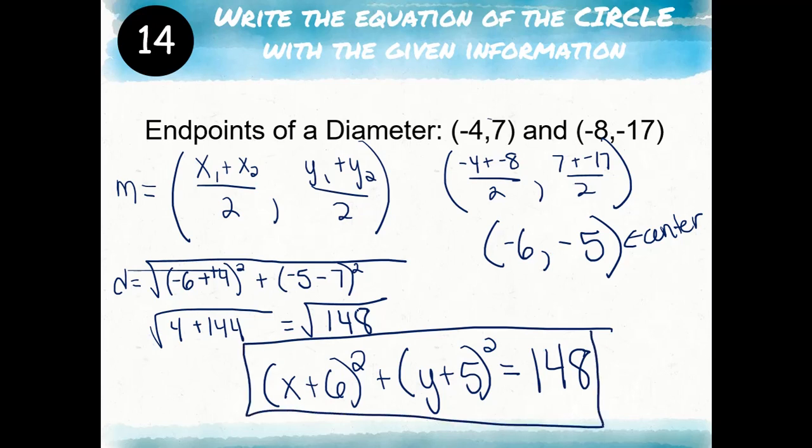Now, I could break down the square root of 148 if I wanted to. If I did that, I would just have to square it, and then you would get 148. So don't do something that you're going to have to undo later, because that's just terrible to do.